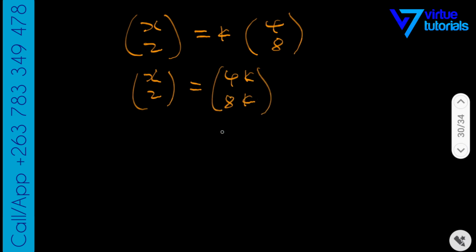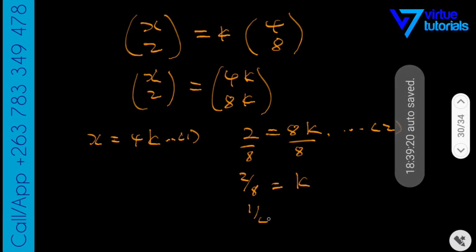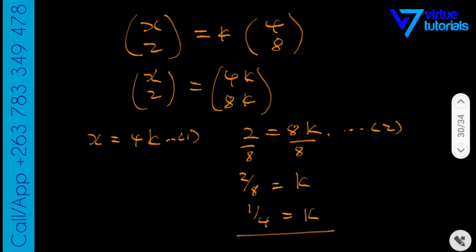Now that gives us two equations. The first equation is x is equal to 4k. The second one is 2 is equal to 8k. I solve this one first because it's solvable. For me to find my k, I simply divide both sides by 8. I get 2 over 8 is equal to k. That means a quarter is equal to k.